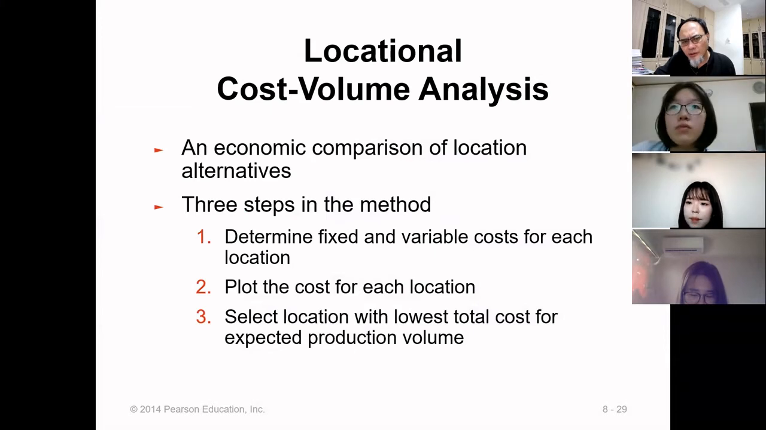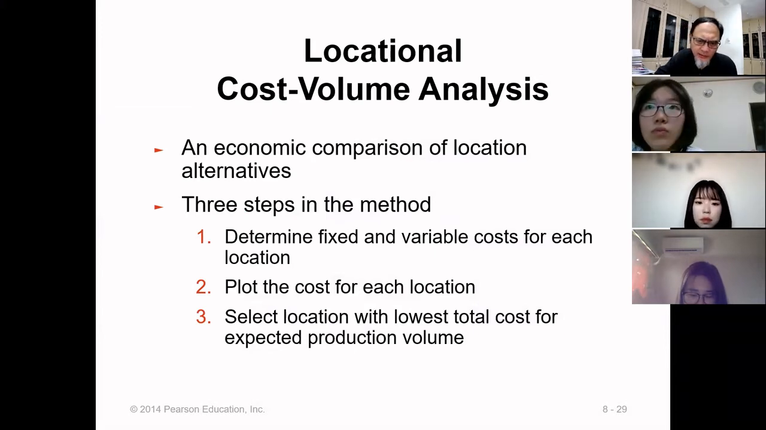Okay, this is the locational volume analysis. I'm not going to spend too much time on this. I'm just going to explain it to you briefly, okay? So it's an economic comparison of location alternatives.